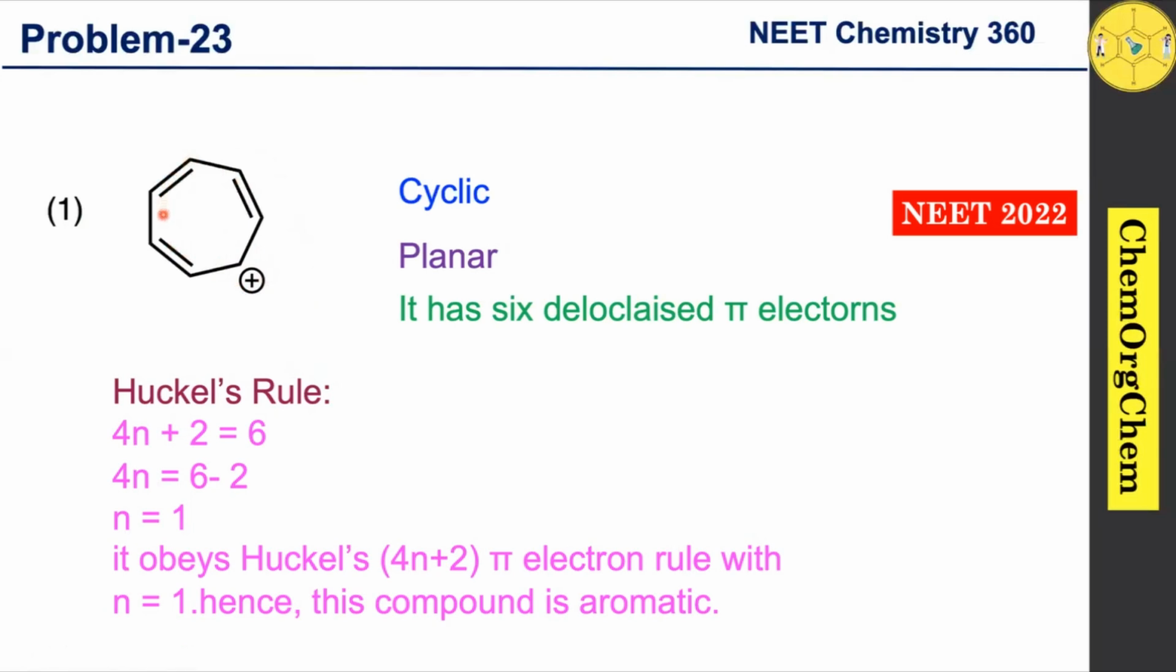Each double bond contributes 2 pi electrons, and we have 3 pi bonds, so a total of 6 pi electrons. Using Huckel's rule, 4n plus 2 equals 6. Then 4n equals 6 minus 2, since when you move plus 2 to this side it becomes negative. So 6 minus 2 gives us n equal to 1, which is an integer. Therefore this system obeys Huckel's rule. Based on these four rules, this compound is an aromatic compound.